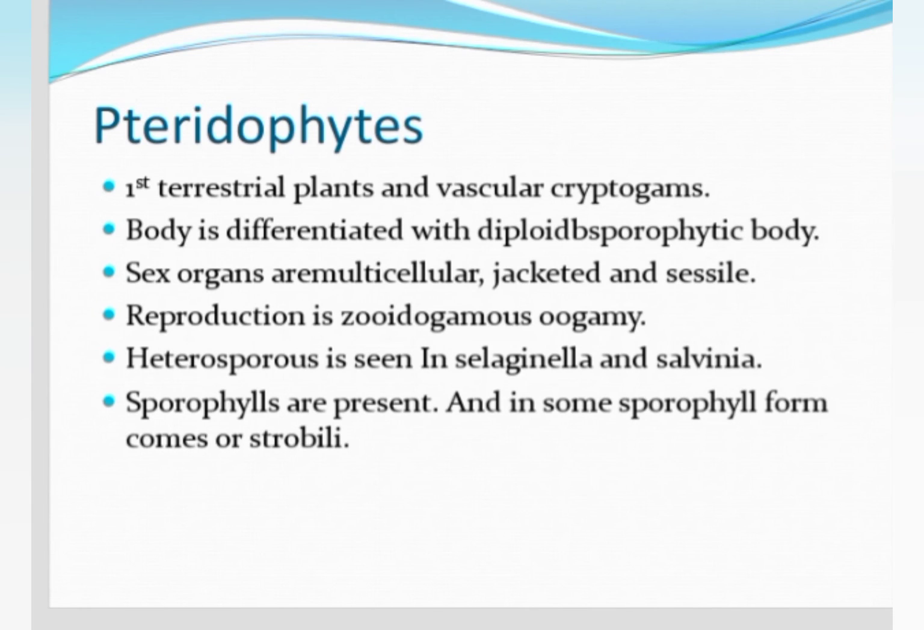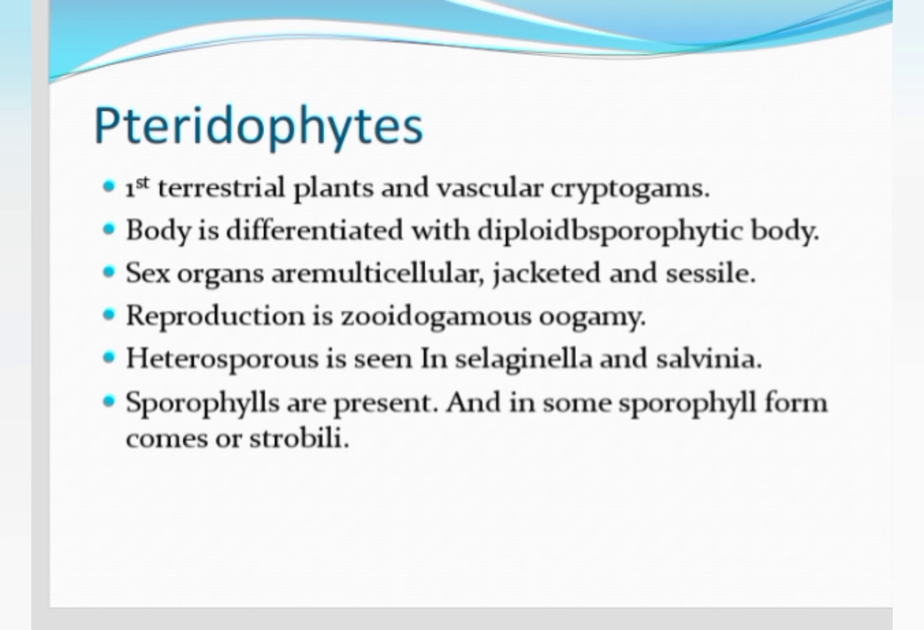Next are the pteridophytes. These are the first terrestrial plants and vascular cryptogams. They contain xylem and phloem, and cryptogams are non-flowering plants. The body is a differentiated diploid sporophytic body, that means root, stem and leaves are present. Sexual organs are multicellular, jacketed and sessile, they can't move. Reproduction is zooidogamous oogamy. Here also they require water for the movement of antherozoids.